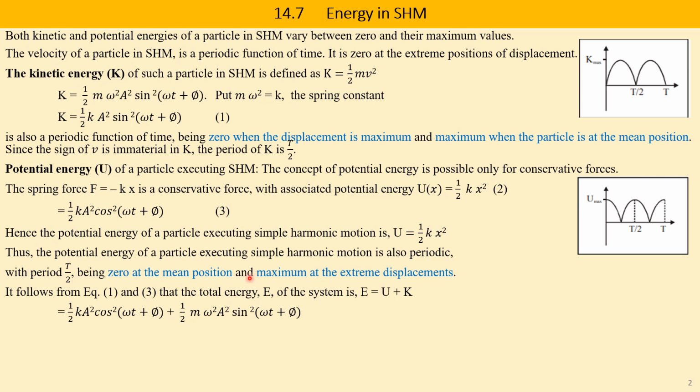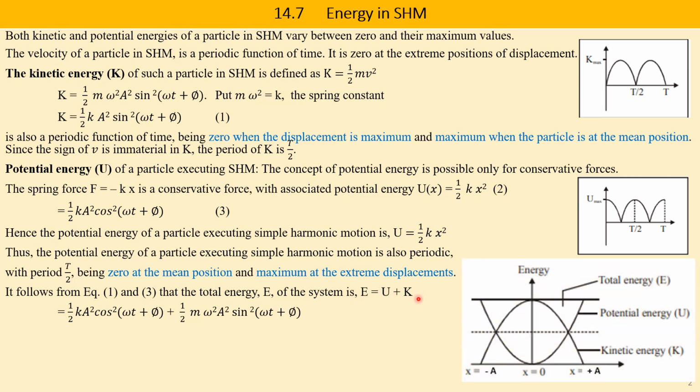It follows from equations 1, 2 and 3 that total energy is given by potential energy plus kinetic energy. Substituting the values of U and K from equations 1 and 3, we get E is equal to half K A square cos square (omega t plus phi) plus half M omega square A square sin square (omega t plus phi).